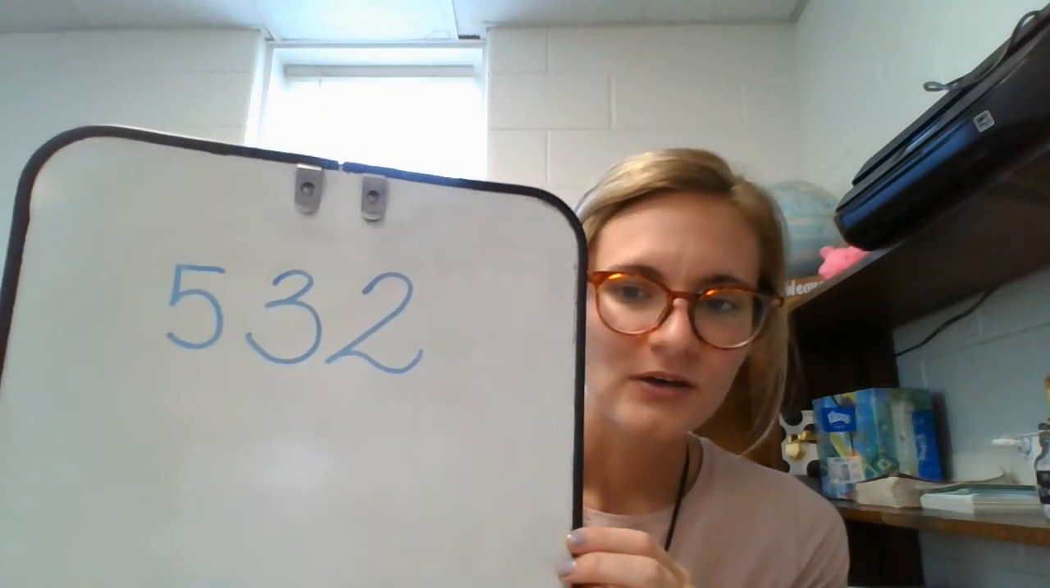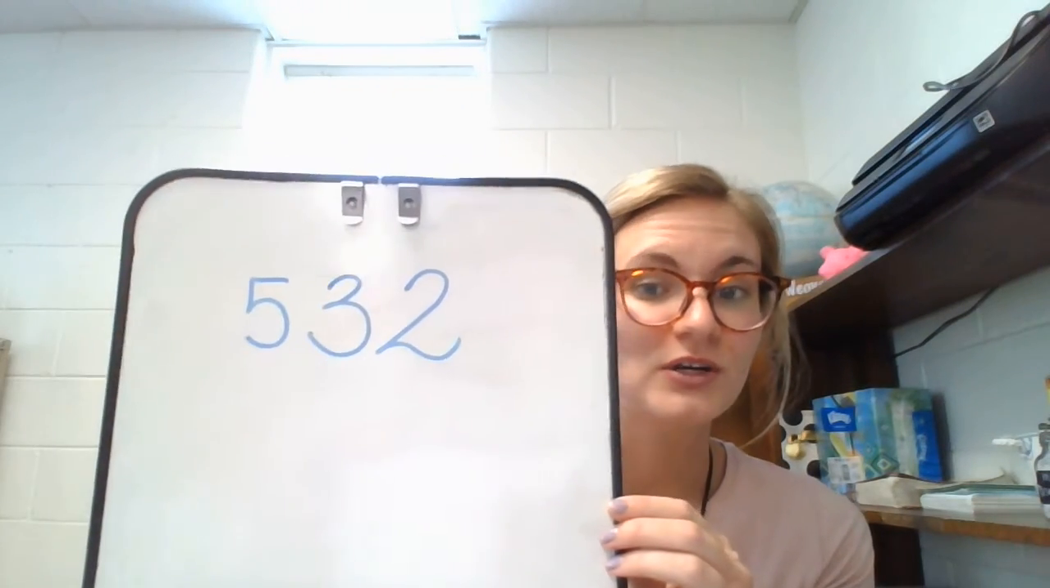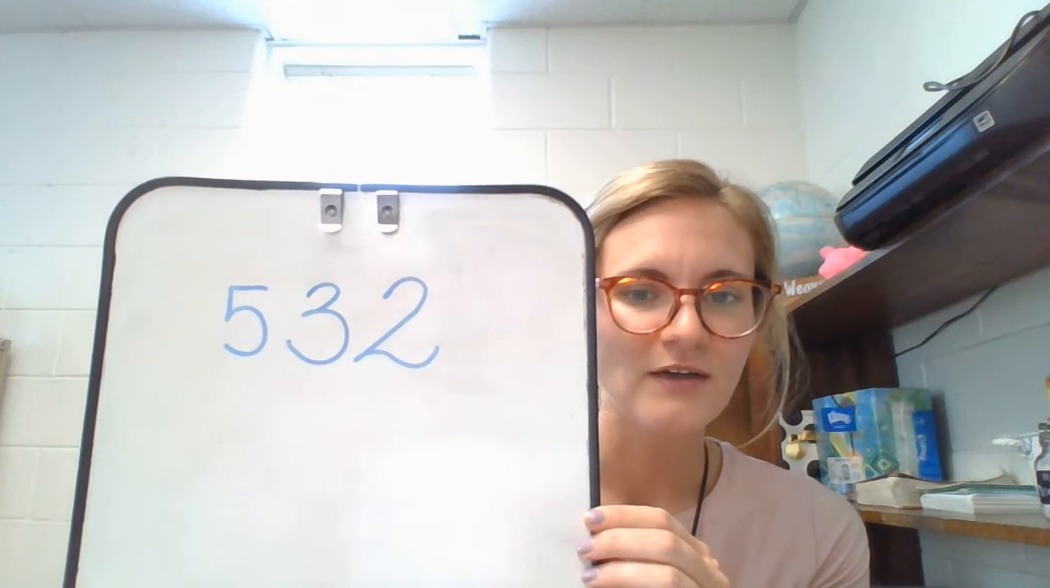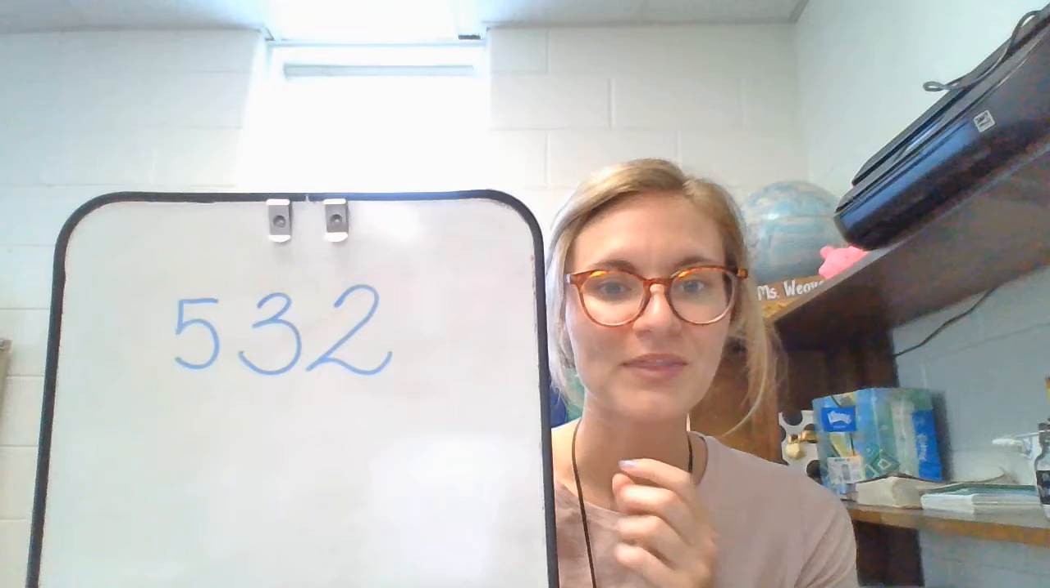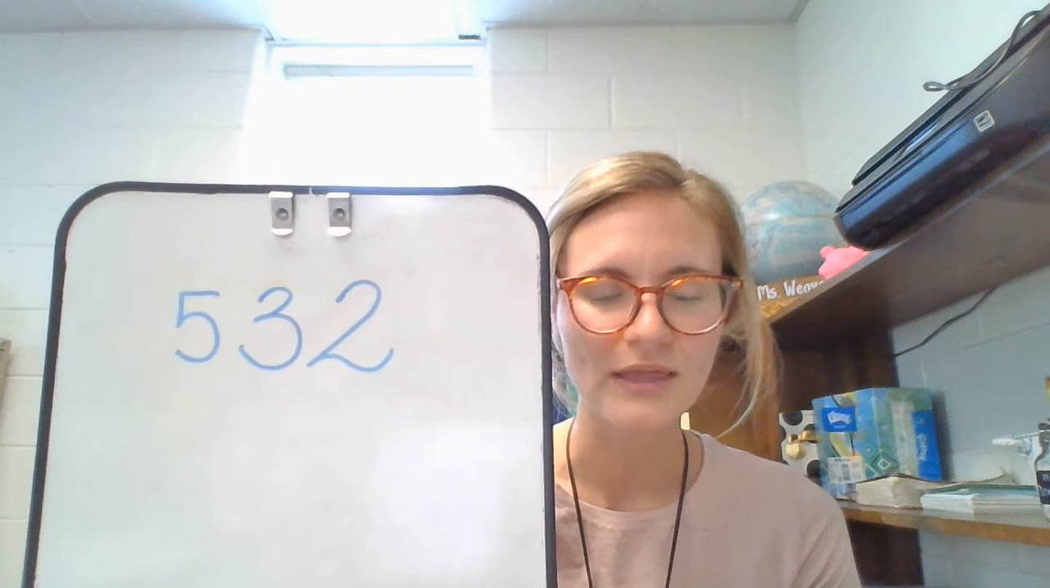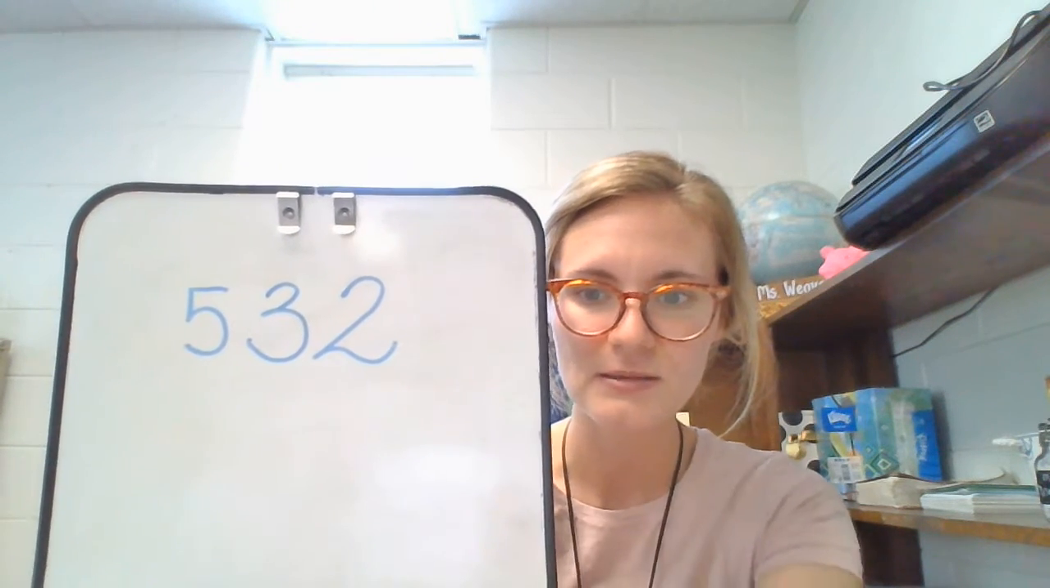Now, today for math, we are going to work on some place value. So we know that each number kind of has a home, like we do with our last name. I have a number written here, 532. We're going to find the number that's in the ones place. Can you find the number that's in the ones place?